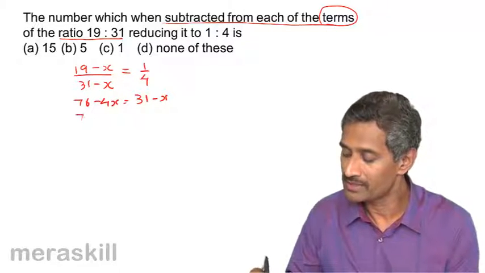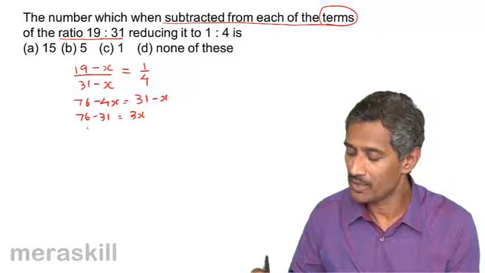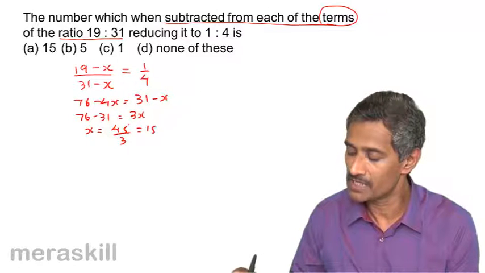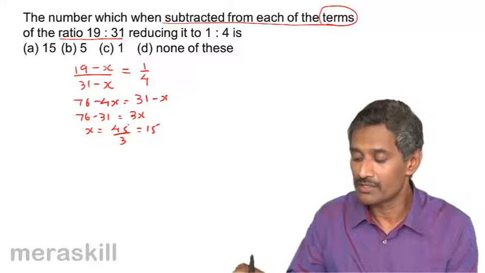So you have 76 minus 31 is equal to minus x plus 4x, 3x. So x will turn out to be 45 upon 3, which is 15. So the number which you subtract from each of these, you can check it up.